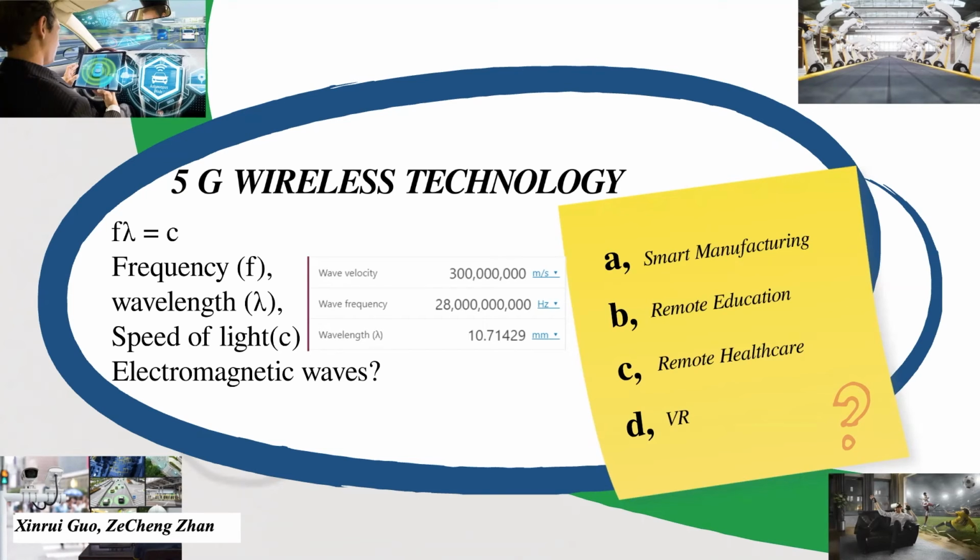One of the features of 5G is millimeter waves. At present, 28 GHz is mainly used for testing in the world. The wavelength of the 5G can be calculated using the formula lambda times frequency equals C. You can see the result of wavelength here is 10.7 millimeters.